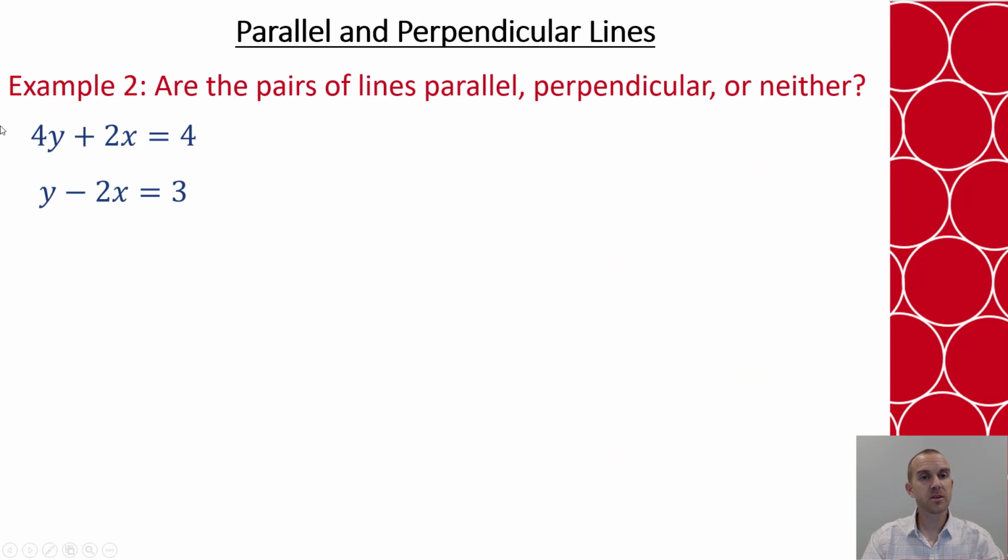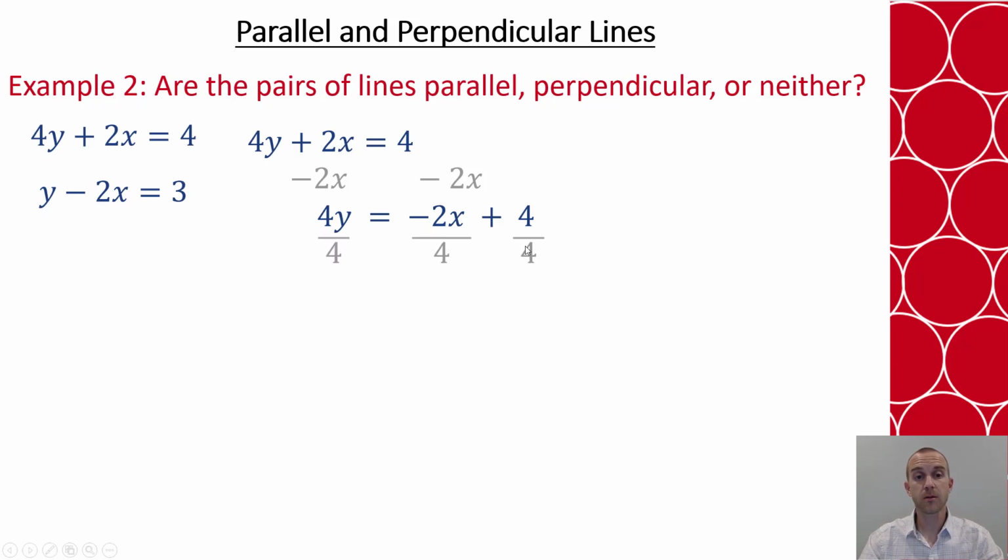Now, how about this one? Here, I'm not in slope-intercept form. It's a little harder to figure this out. So what I do is I'm going to change both of these equations of lines into slope-intercept form from their standard form. So let's start with the first one. I'm going to subtract 2x from both sides so I can get y by itself. And now instead of having 1y, I have 4y. So I need to divide all three terms by 4. 4y divided by 4 is y. Negative 2 divided by 4 can simplify to negative 1/2. And 4 divided by 4 is positive 1.